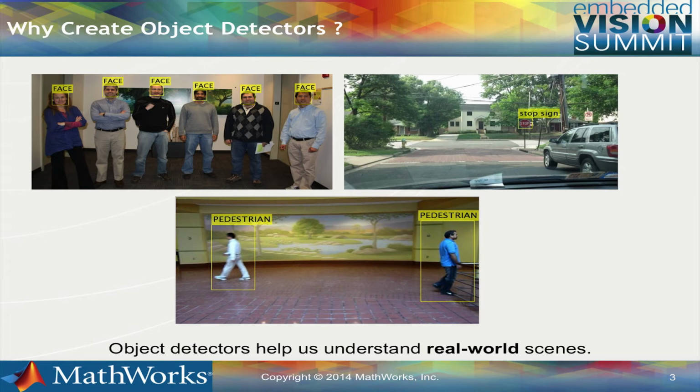So let's step back and motivate why you would create object detectors. Well, to put it simply, they help us understand real-world scenes. We can feed in an image, and they detect the presence of stuff that's interesting to us, and they tell us where it is. So we can find faces to help autofocus on our cell phones, and they make our cars safer by detecting pedestrians and stop signs. So object detection really is one of the most important things in embedded vision because it helps us find things that are interesting and important to us.